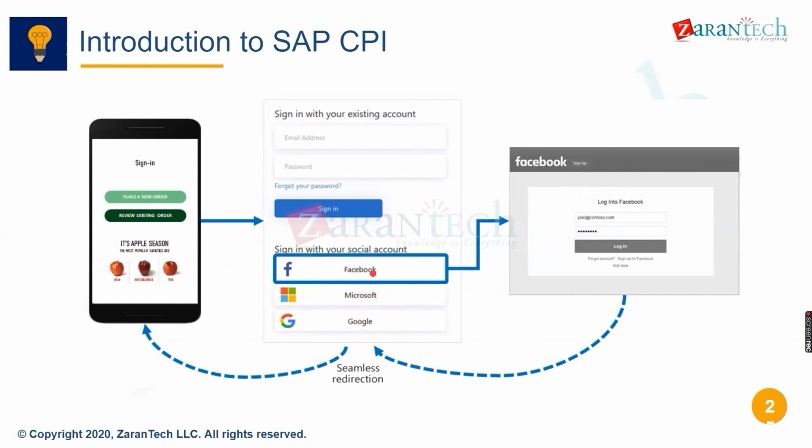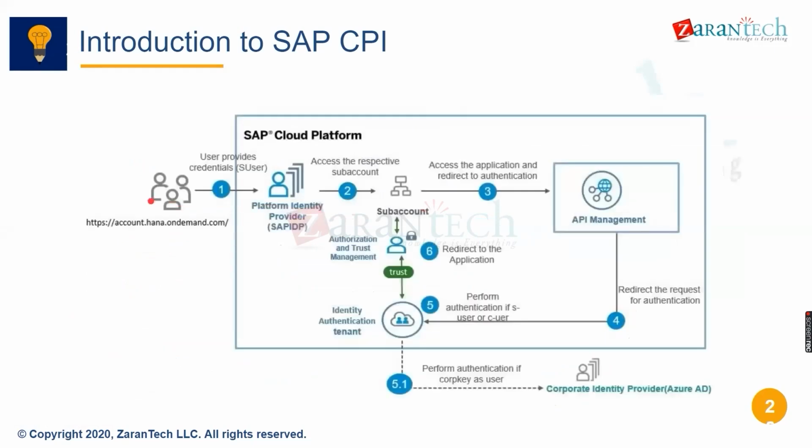Now, if you want to log in with any of these accounts, first you click on Facebook. It will redirect to the identity provider. If the user exists in its database, then it will allow the user to access the particular application, right? Now, the same concept is in the CPI. When I'm trying to log into my CPI account, first it will check whether this user has the proper roles or not.